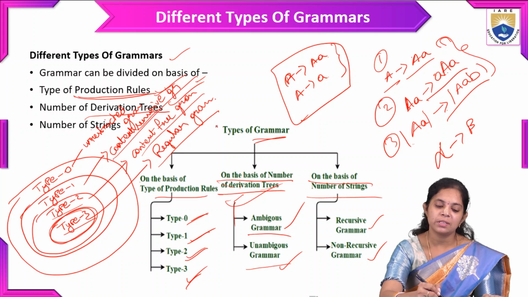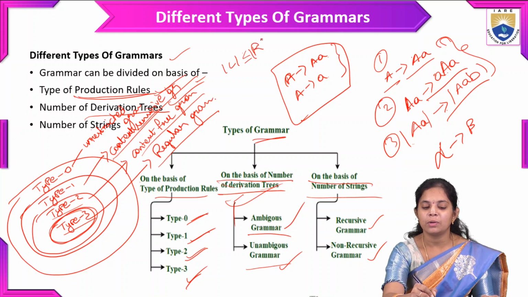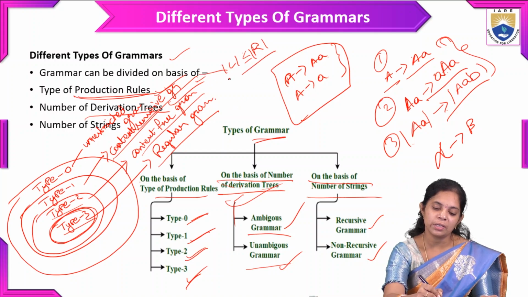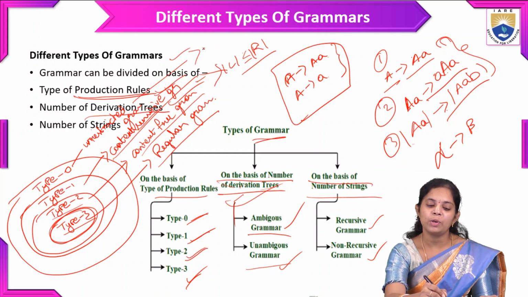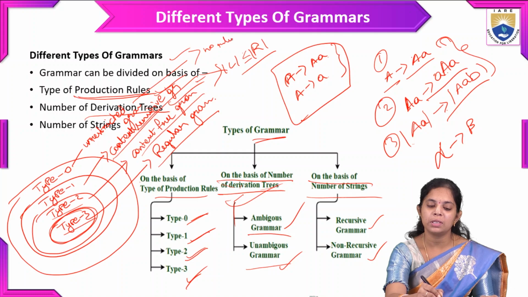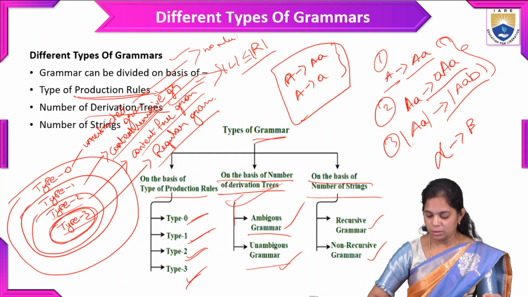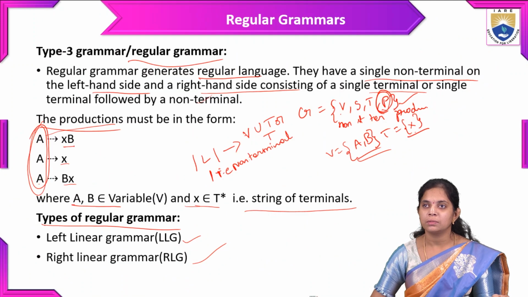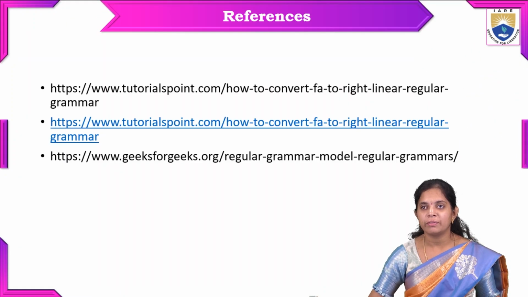And in the context sensitive grammar, the length of the left hand side is less than or equal to the length of the right hand side. So this is in the context sensitive grammar. And coming to the unrestricted grammar, there are no rules at all in forming the production rules. So this is about the types of grammars in the theory of computation. So these are the references.